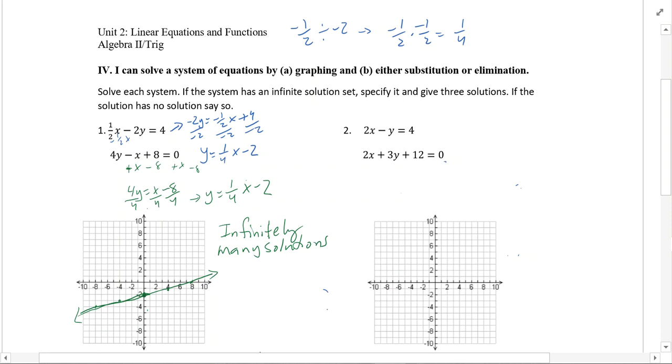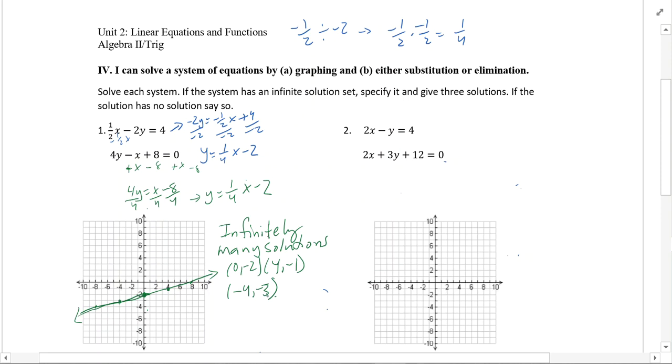So right here where we started, that was our first point. So I'm going to go ahead and write that. So 0, -2. Now from there we went up 1 over 4. So that point is also on the line. So that is 4, -1. We also went from -2, we went down 1 over 4. So that's also on the line. So you could say -4, -3. So again, any point on your line would be a solution.